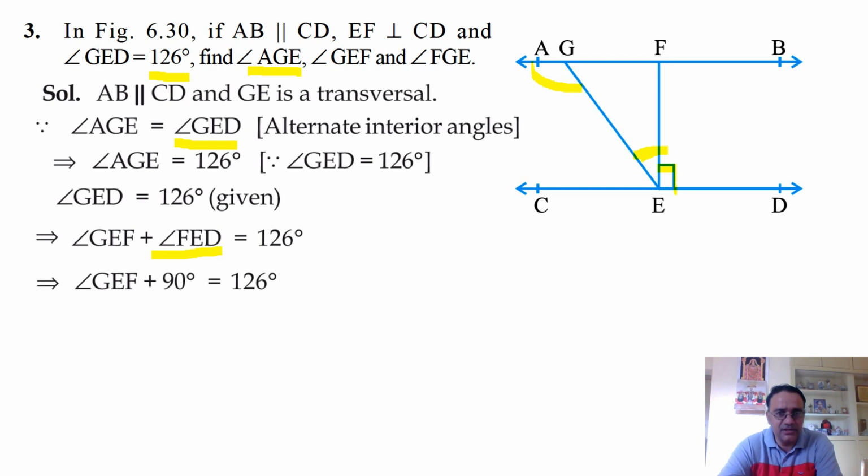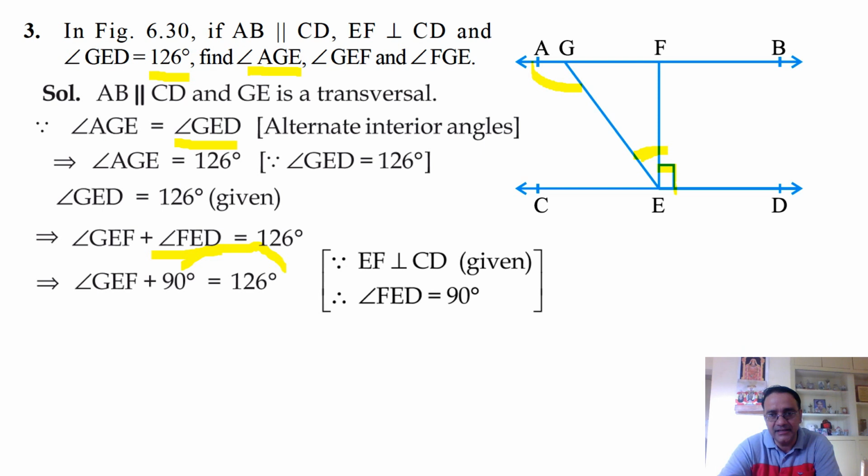So we'll substitute and we'll shift 90 degree to this side. That will become minus 90, right? And now see, in the question it is given EF is perpendicular to CD. So angle FED will be 90 degree. Okay. So angle GEF will be equals to, finally we'll get 36 degree. तो हम लोग का ये second angle भी हो गया.